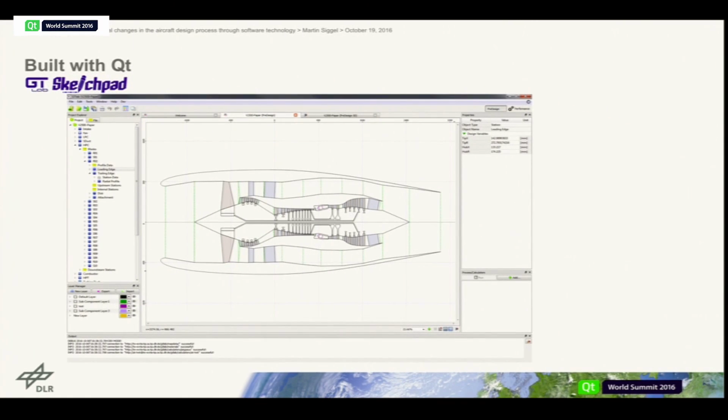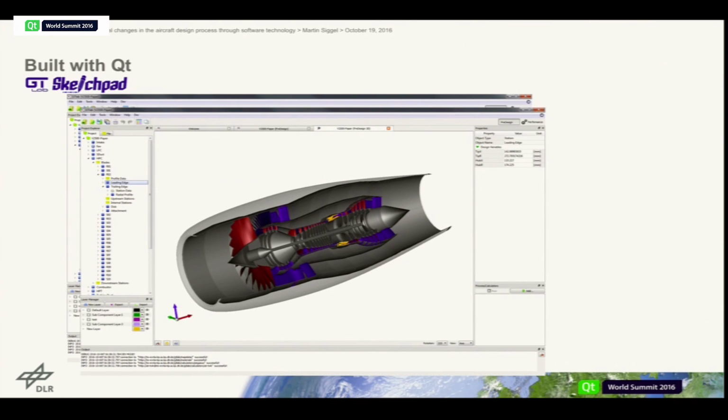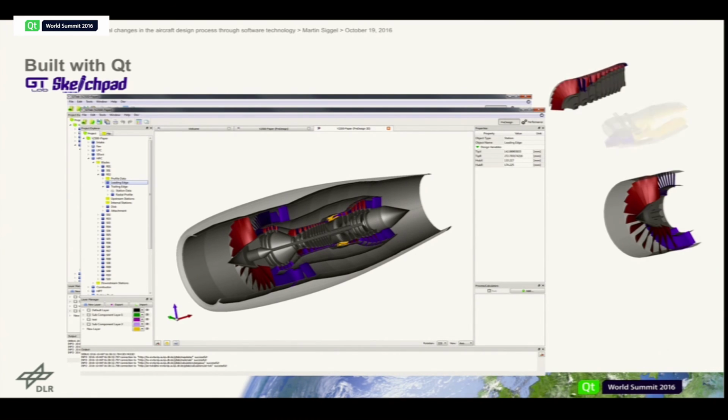Then we have the Sketchpad, where it's more detailed. That's just a sketch through the engine, and you have the possibility to add blades and different parts to really be precise on what the engine should look like. You can have a look in 3D, then you can compute the properties of all these different parts.